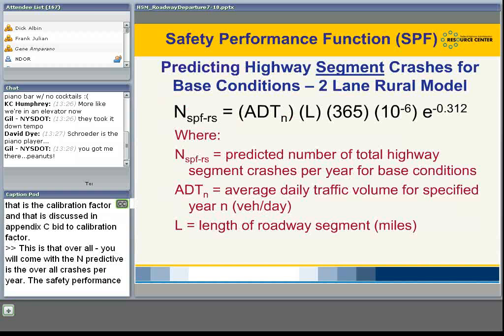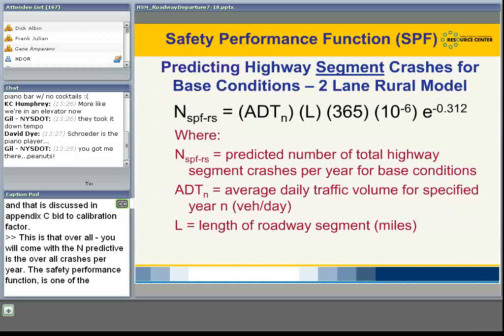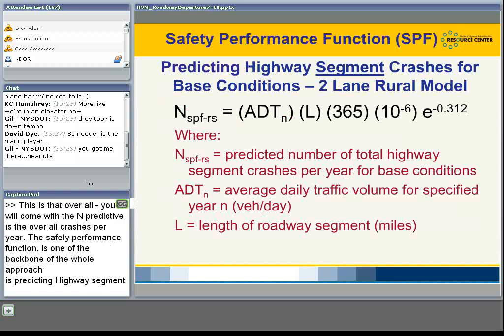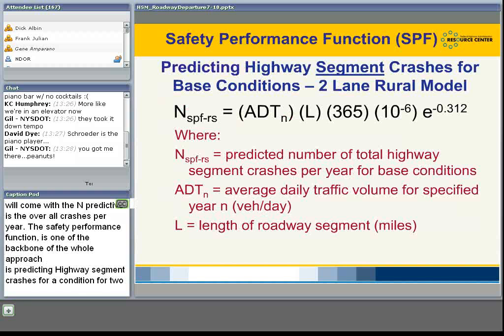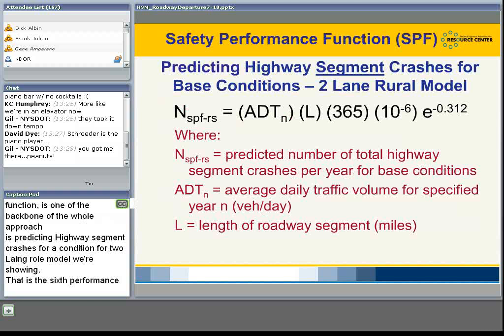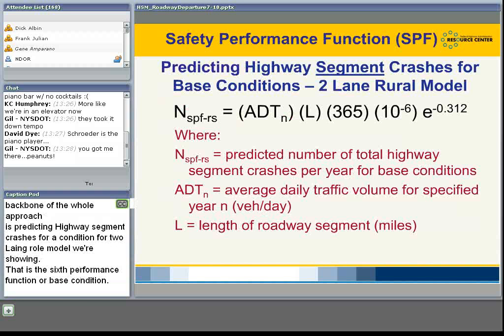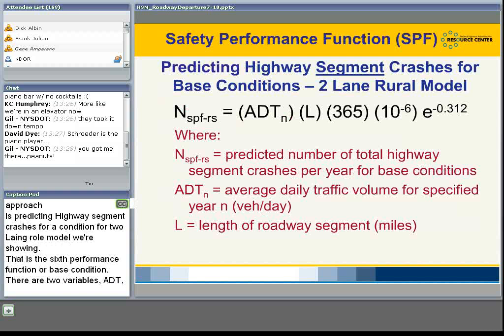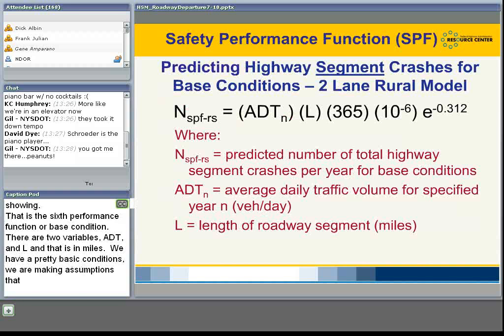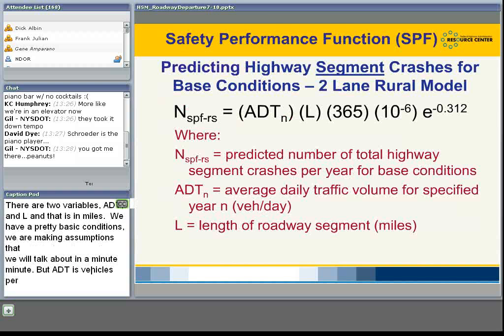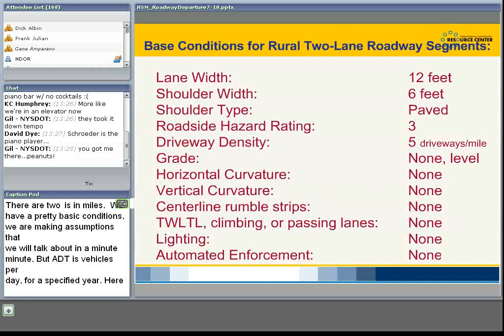Now, the safety performance function, which again, as I said earlier, is one of the backbones to this whole approach, is predicting highway segment crashes for base conditions for the two-lane rural model. And this is the two-lane rural model we're showing. And that's the safety performance function, or base condition. And as you can see, there's really two variables, ADT and L, which is the length of roadway segment. And of course, that's in miles. And so you can see that we have a pretty basic condition. We're making some assumptions here that we'll talk about in a minute. But the ADT is vehicles per day, of course, for a specified year.